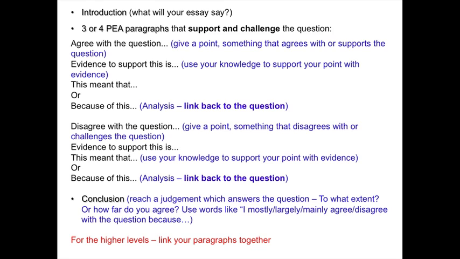It's the full essay question on the exam. You need to try to reach a judgment that answers the question. So this question is a how far do you agree? So you need to say things like I mostly, I largely, I mainly agree or disagree with the question. You're going to support and challenge the question, so you can't completely agree or completely disagree. It needs to be mostly or mainly or largely.